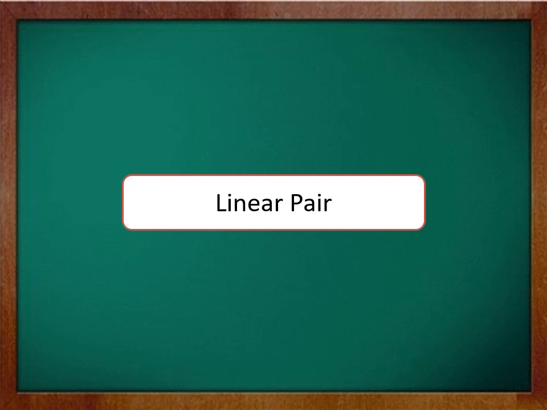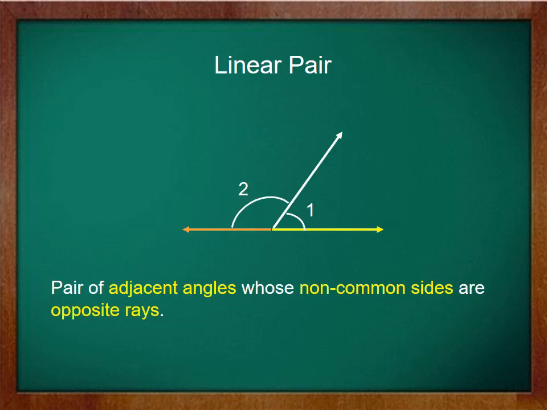Now let's learn about linear pair. When a pair of adjacent angles has non-common sides that are opposite rays, they form a linear pair. Let's look at the two angles present here. Angles 1 and 2 are adjacent angles. They have a common vertex, they have a common arm, and the non-common arms are on either side of the common arm. So they form an adjacent pair.